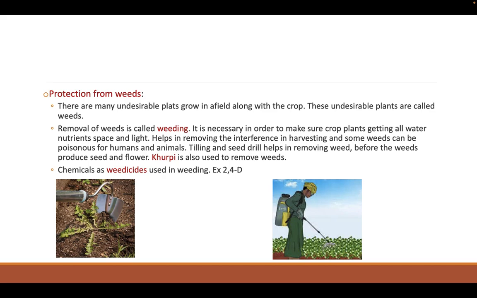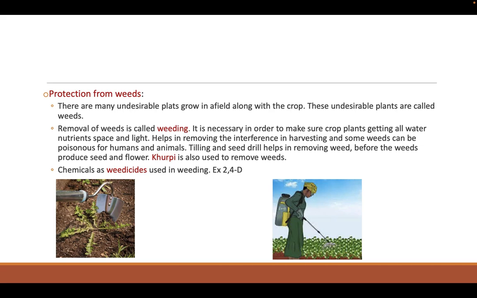Many undesirable plants grow in a field along with the crop, and these are called weeds. The removal of weeds is called weeding. So if a weed is there, we need to remove it. It is necessary in order to make sure that crop plants are getting all the water, nutrients, space and light. It also helps in removing interference in harvesting, and some weeds can be poisonous for humans and animals. So, for conserving the nutrients and also removing the poisonous stuff from the field, weeding is needed. If the weeds are growing, you need to remove them.